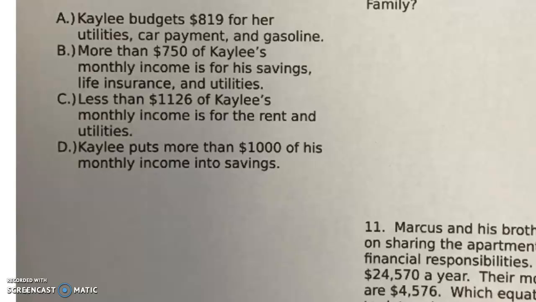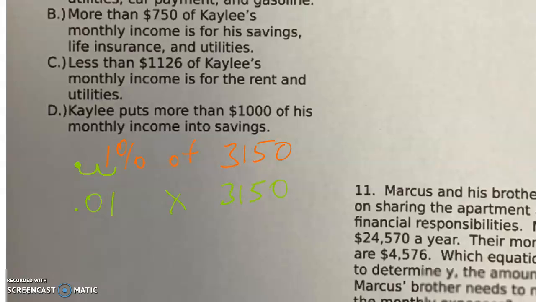So that's what I want to do. I want to find out 1% of 3,150. Okay, so that's percent of a number, right? So I'm going to do that. We're going to do 0.01, of means to multiply, 3,150. Okay, that will tell us what 1% equals.